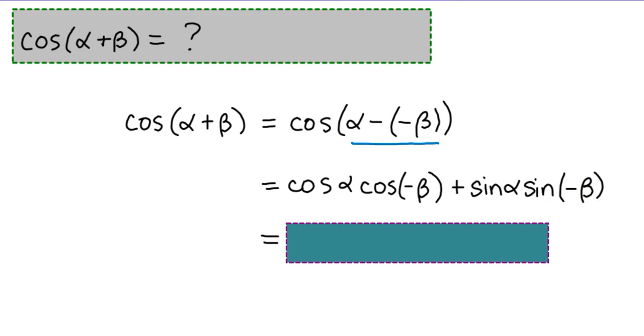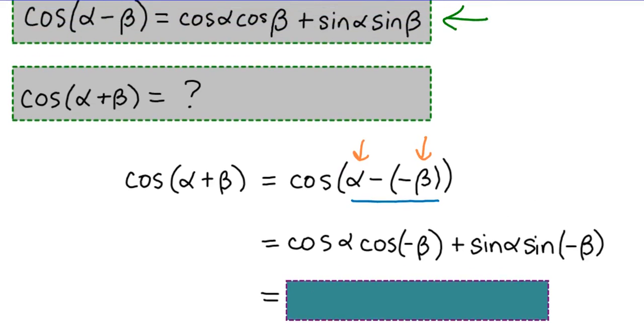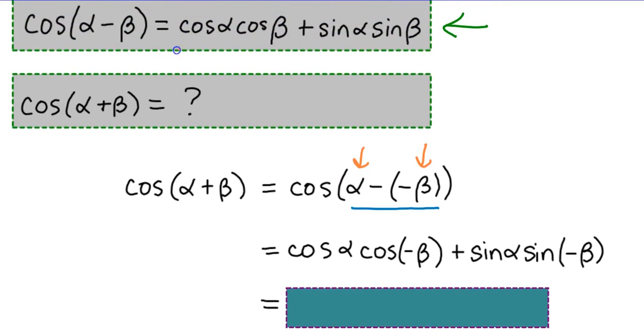Okay, so what we have in the previous line is the cosine of one angle minus another angle. And that can be applied to this identity we just learned. So the cosine of one angle minus another angle is the cosine of the first times the cosine of the second plus the sine of the first times the sine of the second.